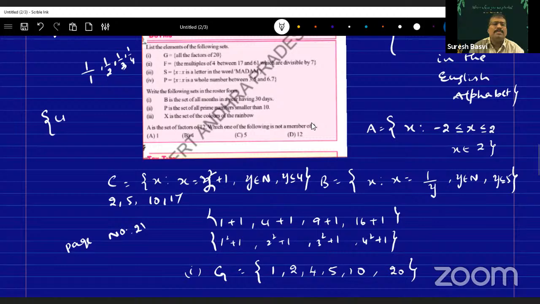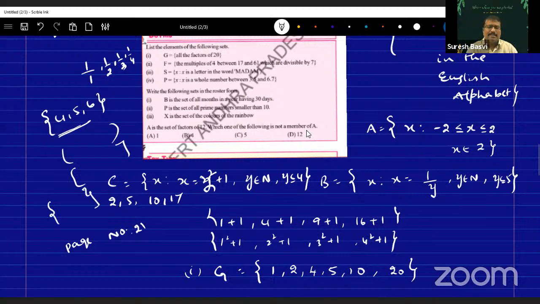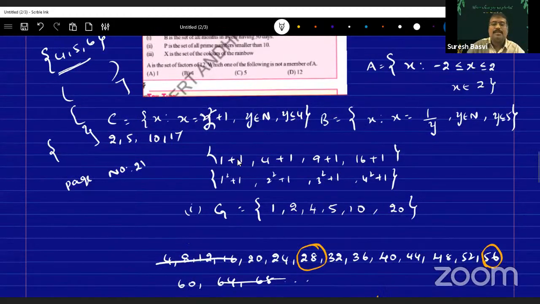Set form is like this. You can write it as, Venkateshwarlu, see this. You can write it like this only. Don't write brackets like this also. You should write within these curly brackets. Okay. Right. Next.